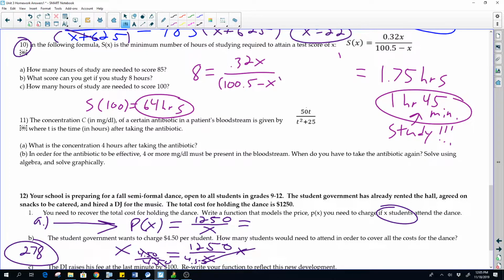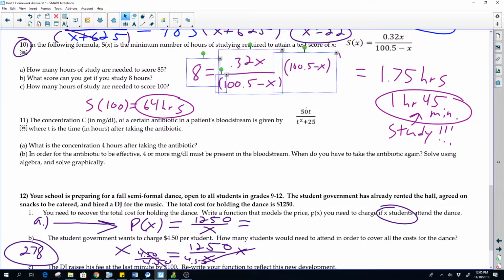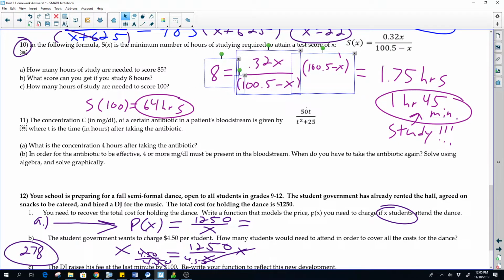So we're going to go ahead and multiply the 100.5 minus x to the other side. Wow, not a lot of room on this worksheet, sorry. I actually made more room than the other teachers, just so you know. Theirs was even more squashed. They just had to use your paper, I think, actually.